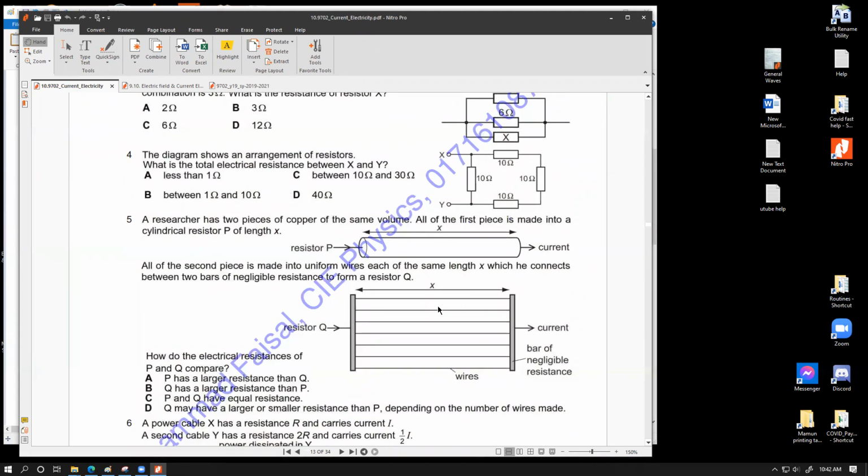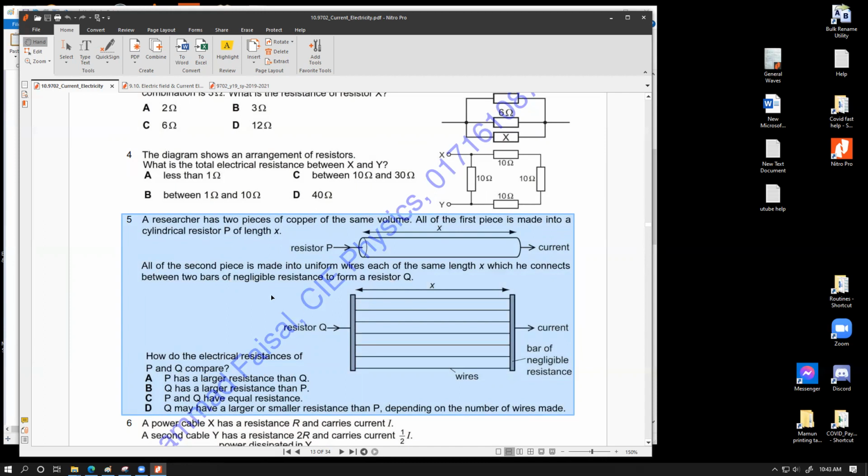Acha, let me discuss question 5. The basic idea is that a researcher has 2 pipes of copper of the same volume. All of the first piece is made into a cylindrical resistor P of length X. All of the second pipe is made into uniform wires, each of the same length X, which he connects between the two parts of negligible resistance to form a resistor Q. How do the electrical resistances of P and Q compare?